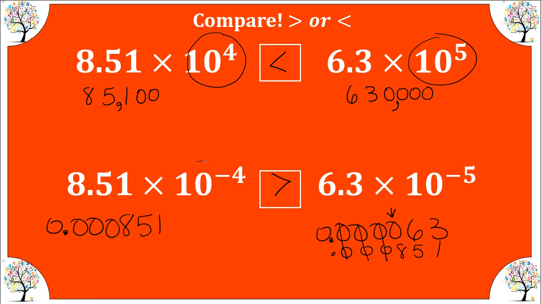But again, if you recognize that 10 to the negative 4 is larger than 10 to the negative 5, because you have to think about how negatives are opposites of positives, then you could have noticed that. But if not, just expand and compare.